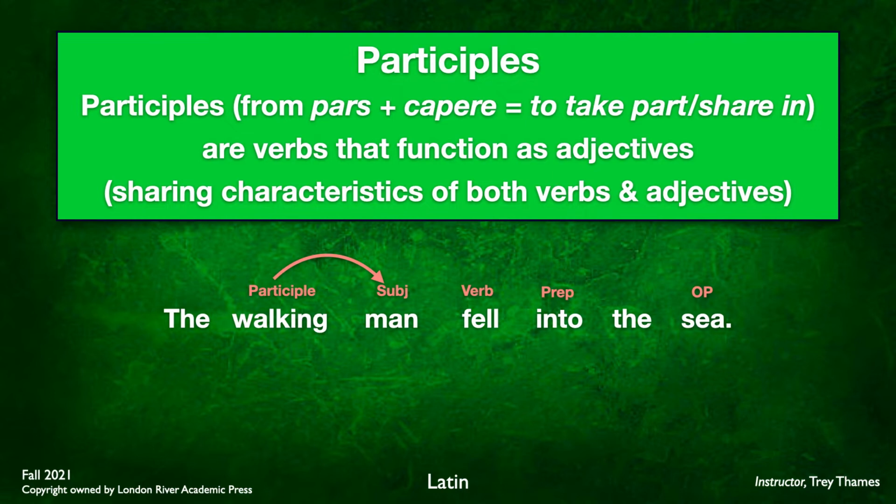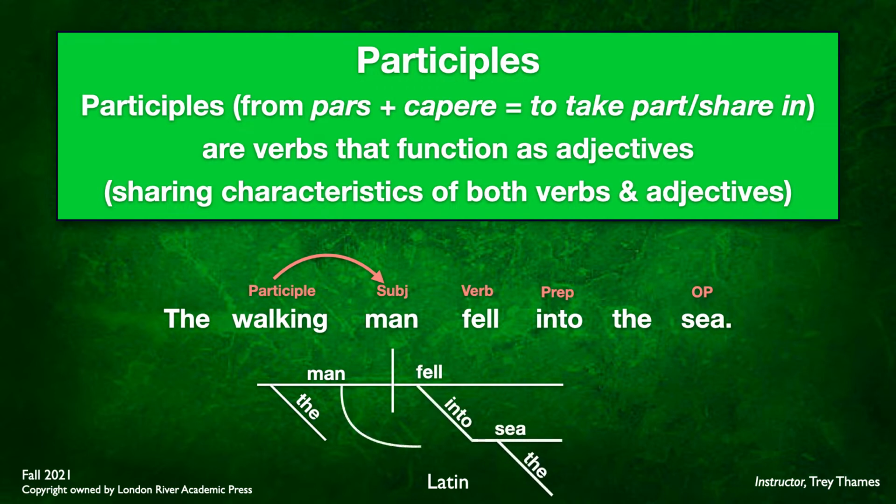Now, it's often helpful to diagram sentences to see how they function. Sometimes it illustrates function and purpose in the sentence and helps give visual evidence to what we're talking about here. So here we have the man fell, there's our subject and verb, into the sea, prepositional phrase, and there's the word walking. Notice it's under the word man. This is where an adjective would go. It goes under the line, under the word it modifies.